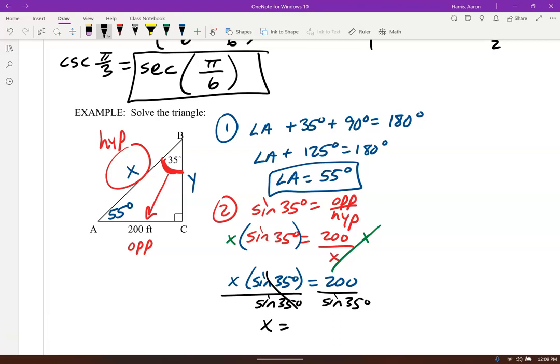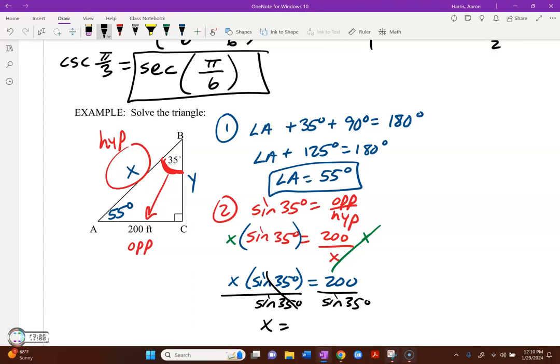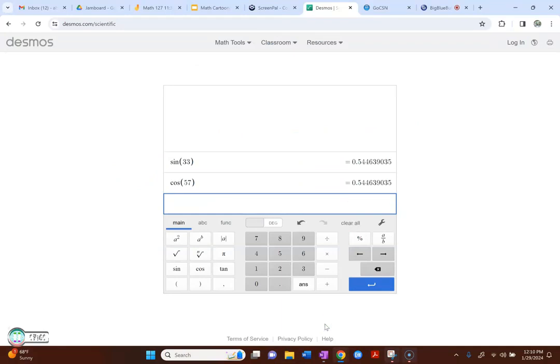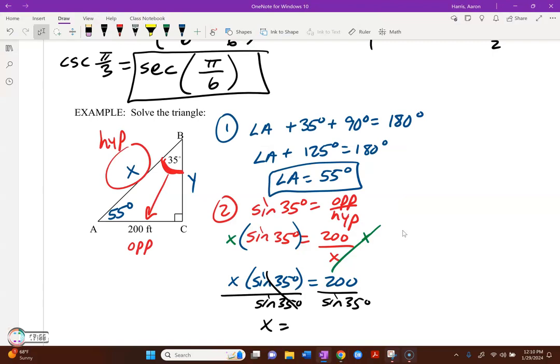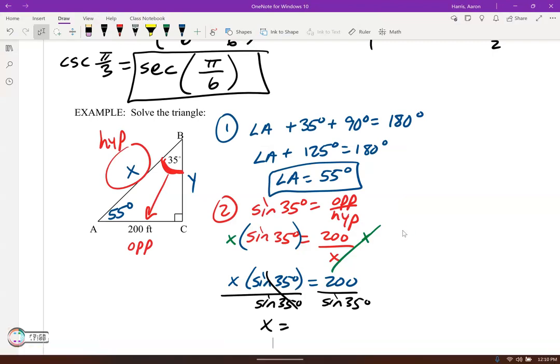And so I just punch this in. Let's punch in 200 divided by the sine of 35 degrees. And let's see what that gives us. Make sure you're in degrees. I check it. DEG is showing because I want this in degrees. 200 divided by sine 35: 348.689. Write that. Feet. Of course, this is in feet. Okay, so there's that side.